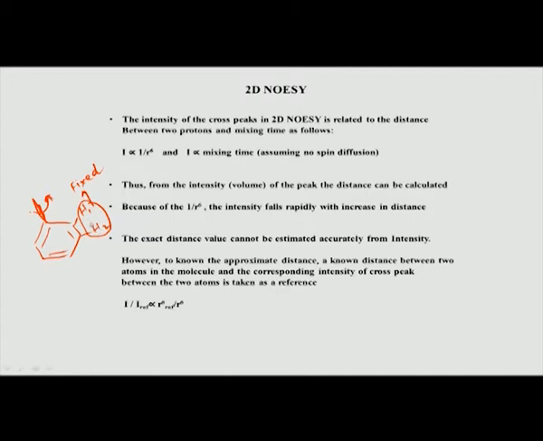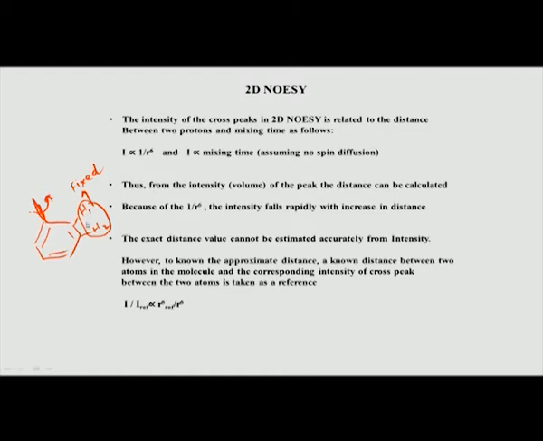So, if I see a cross peak between these two atoms in the NOESY, which I expect to see, because these two atoms will definitely be less than 5 Angstroms. You can calculate yourself by taking some values. Therefore, if I know the distance and I know the intensity of the cross peak, then I know that this relation will hold. So, then I take a ratio.